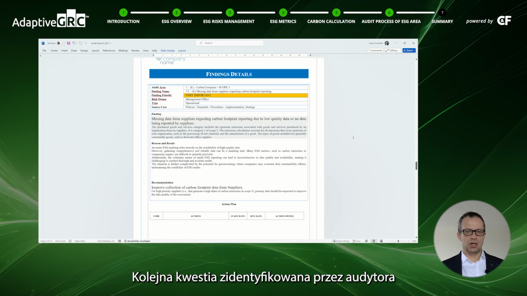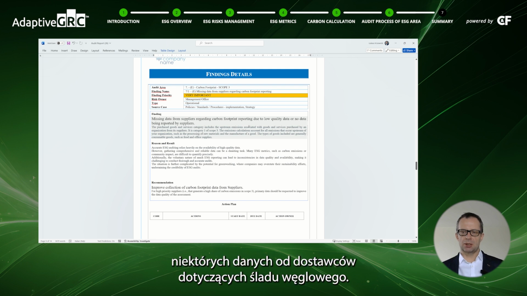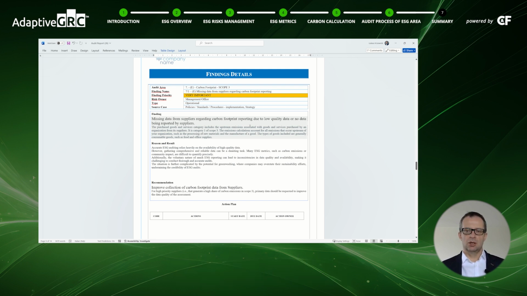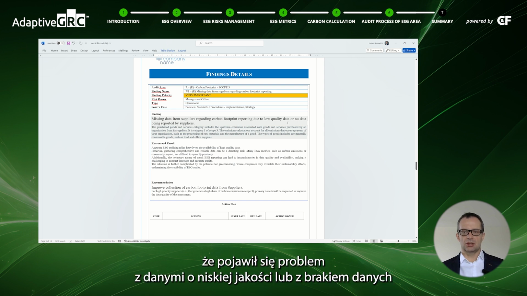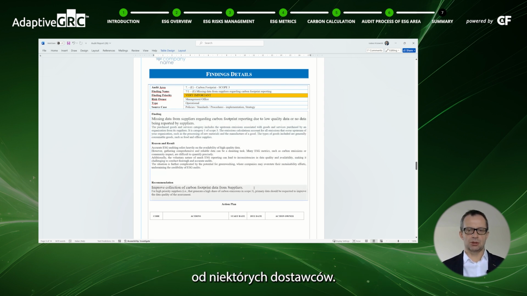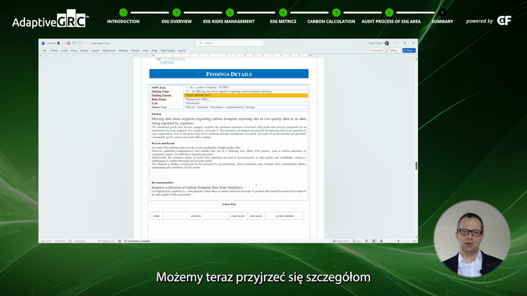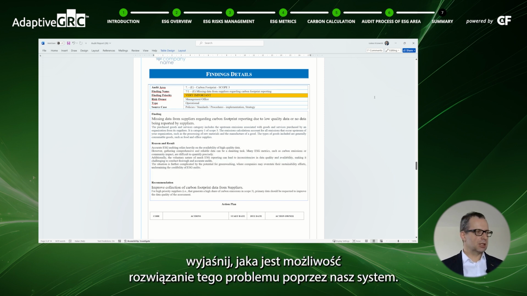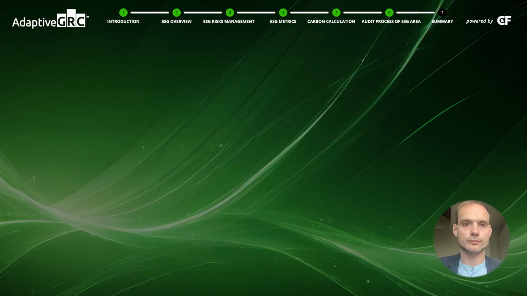Another issue identified by the auditor during this ESG audit is missing data from suppliers regarding carbon footprint. The auditor mentioned that there was an issue with low quality data or no data being reported by some suppliers. We can now have a look at the details of this finding. Micha, please explain how this can be addressed in our system.